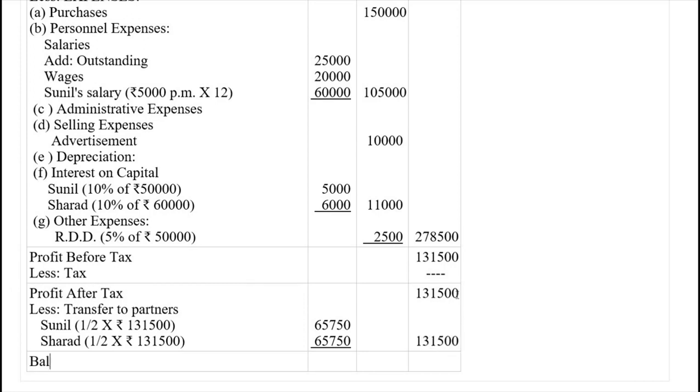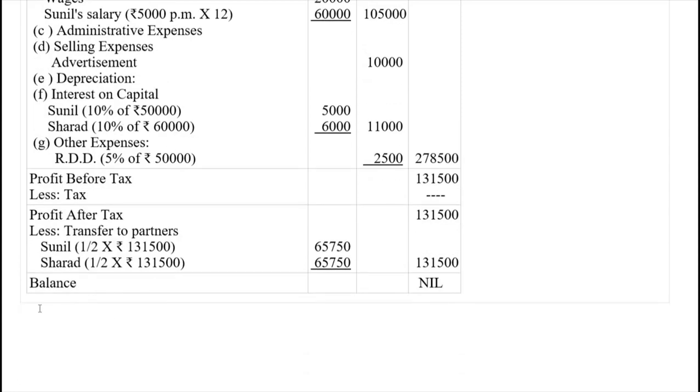So the balance will be nil here. So this is how we need to prepare the statement of income and expenditure. The next one here, statement of assets and liabilities as on 31/3/2011.